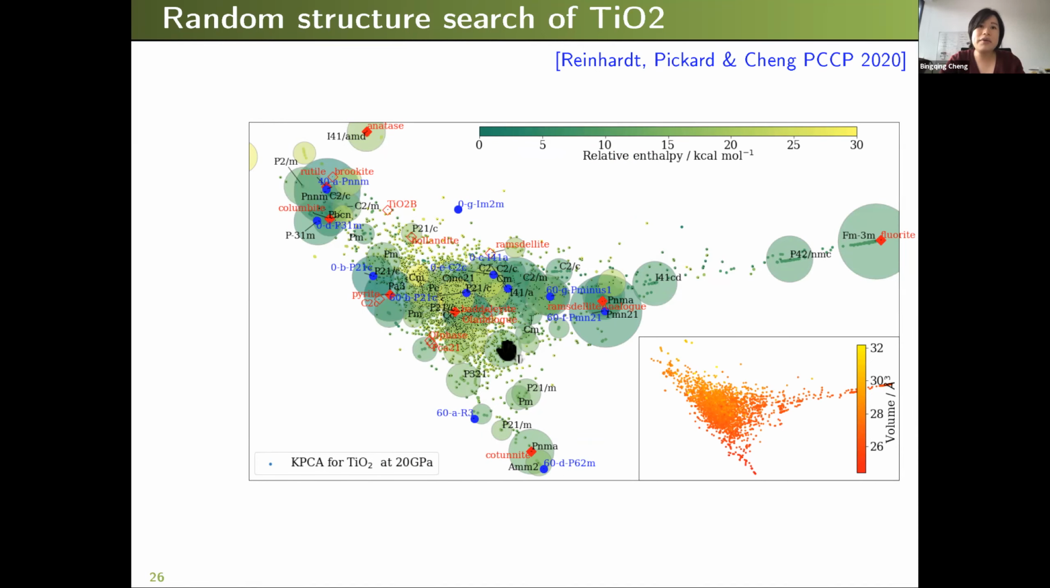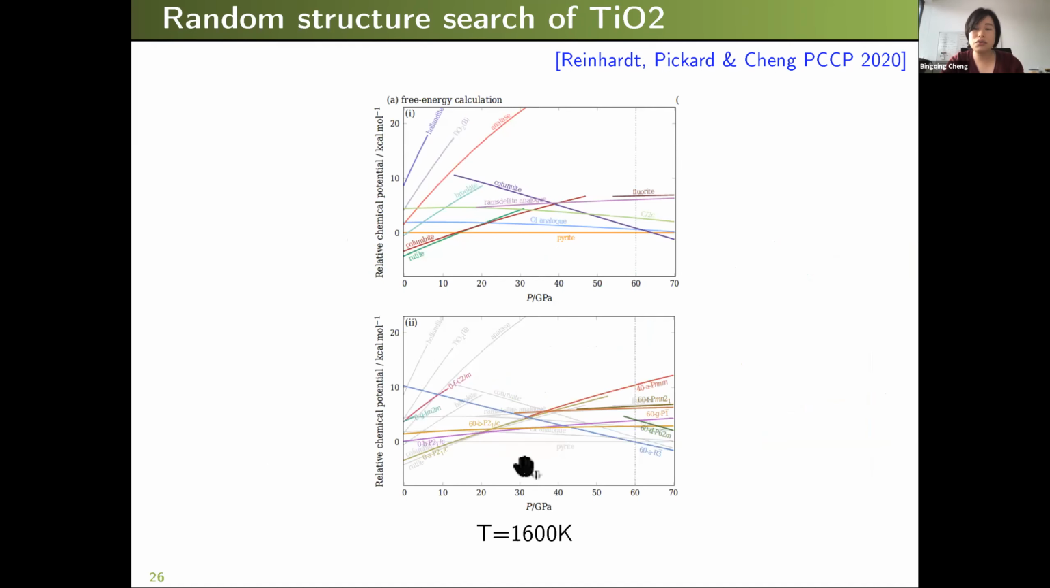And from these dominant patterns, we were able to identify promising candidates, and we were able to rediscover all the known polymorphs of titanium dioxide, as well as 15 other new polymorphs. So these were the polymorphs that we were able to rediscover, and then these are the new ones that actually have rather competitive enthalpy, at least at the level of the empirical potential that we use.